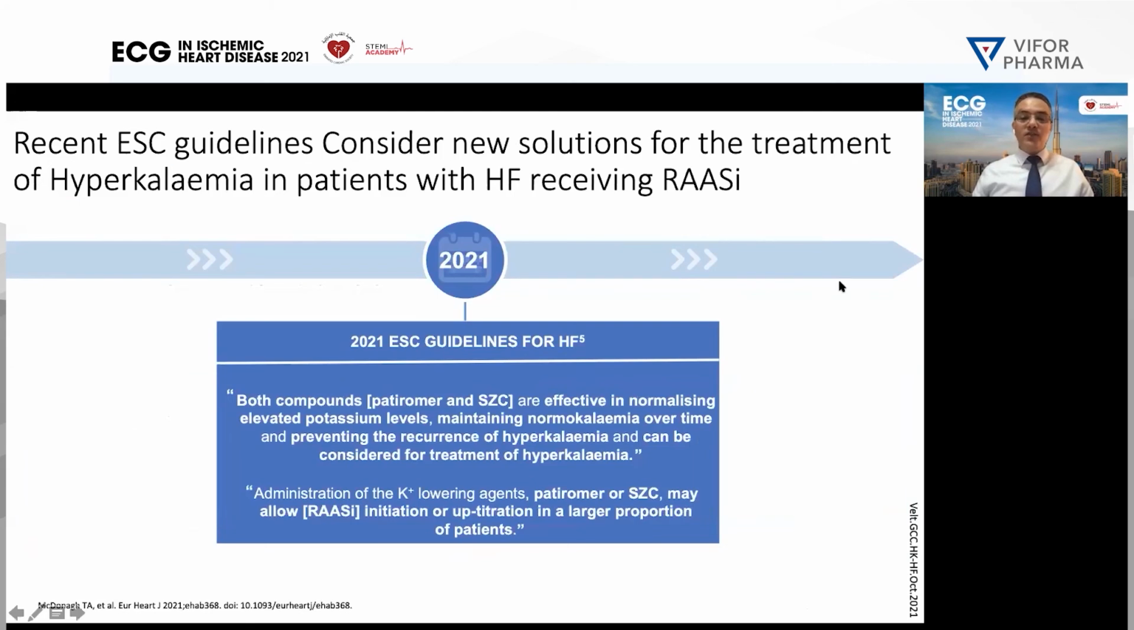Back to the 2021 European Society of Cardiology guidelines for the management of hyperkalemia, they mentioned clearly that both compounds, patiromer and sodium zirconium, are effective in normalizing elevated potassium levels, maintaining normokalemia over time, and preventing the recurrence of hyperkalemia, and can be considered for the treatment of hyperkalemia. So administration of the potassium-lowering agent, patiromer or sodium zirconium, may allow renin-angiotensin-aldosterone system inhibitor initiation or up-titration in a larger proportion of patients. So they advise us to use these compounds so that we can initiate or up-titrate our RAS inhibitors.